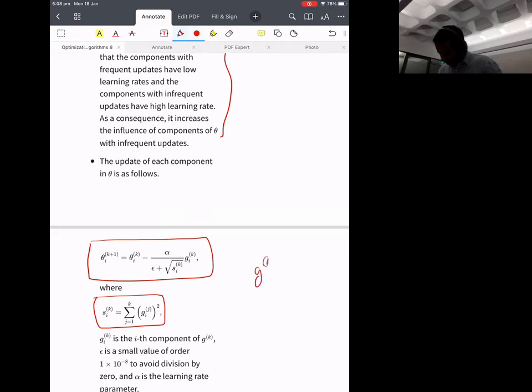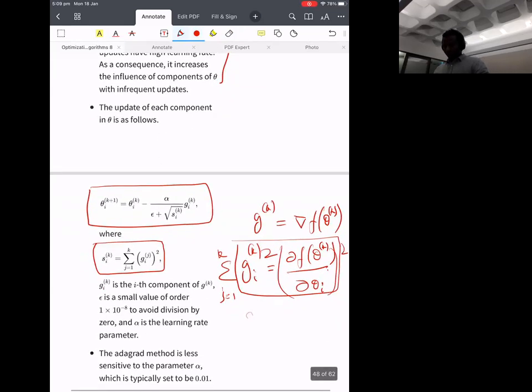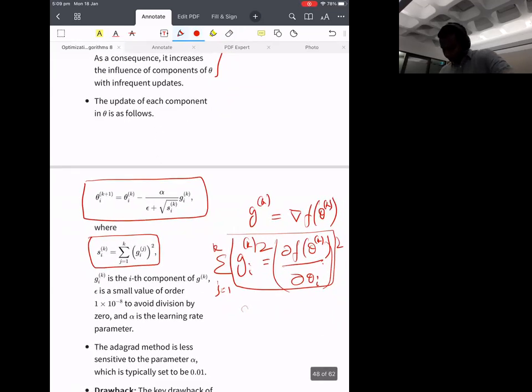What is this? g_k, we know that it's the gradient of f at theta k. So g_k,i is essentially that component, that is what we have. You take the sum of squares of these terms and call it S_i. And then you update.